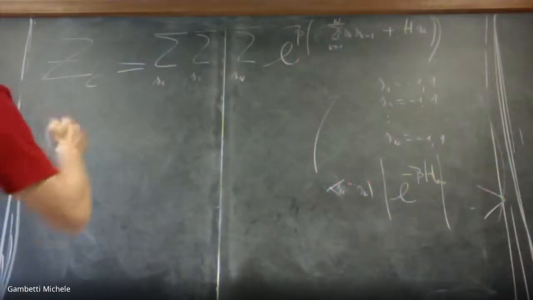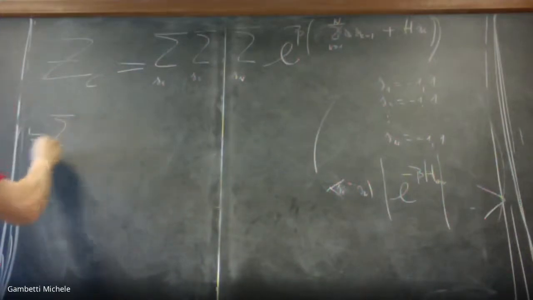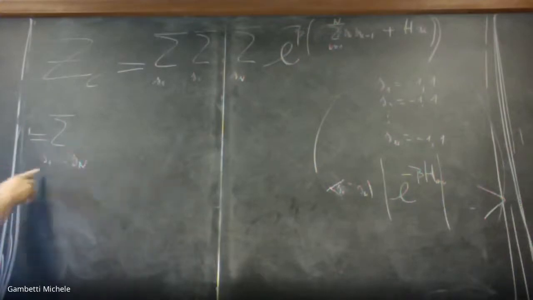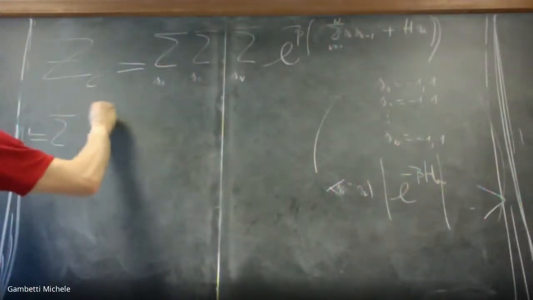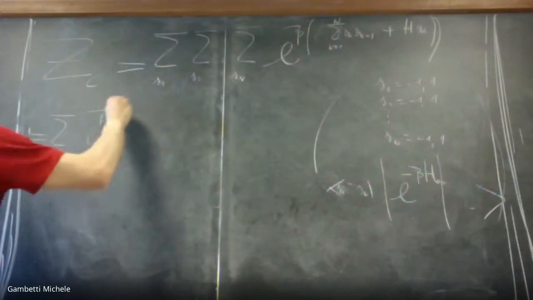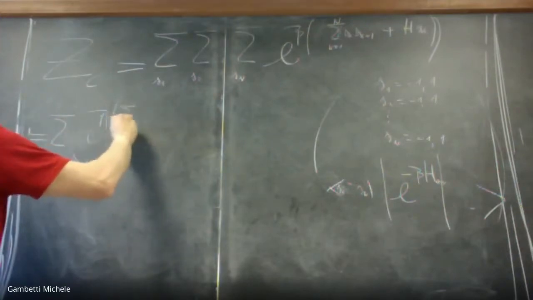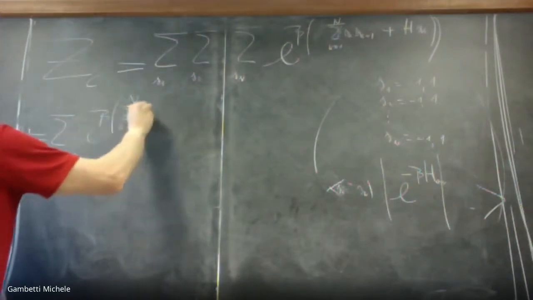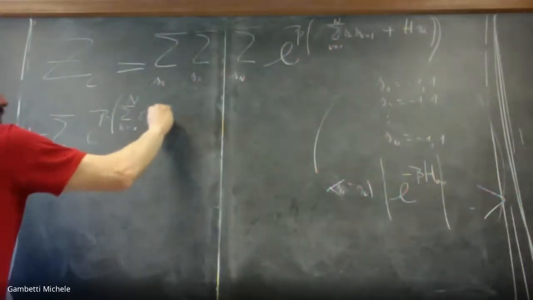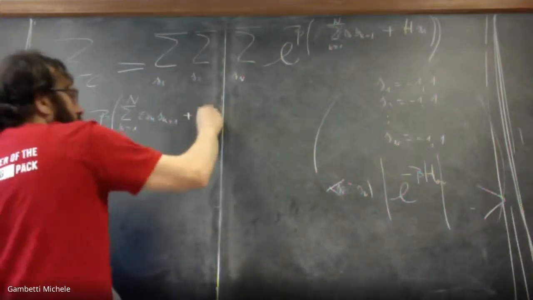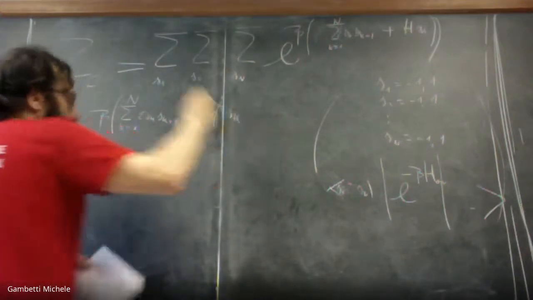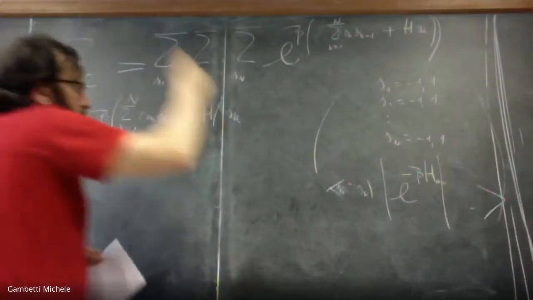Good. So the next step is to write in a slightly different way the sum. So let me put sum over s_1 to s_n, just to avoid writing so many sums. This is e to the beta, here you have the sum from k equals 1 to n of epsilon s_k s_{k+1} plus, here I put h times s_{k+1}.